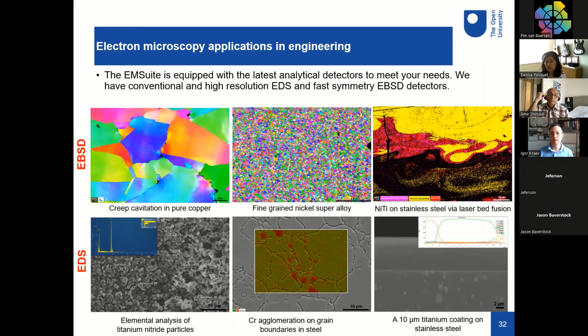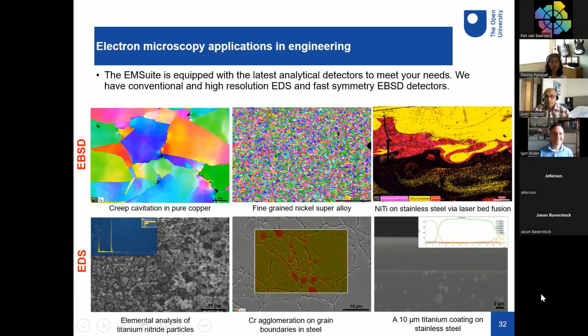Top center image shows fine-grained nickel superalloy, very high resolution EBSD map. Takes about a day or something like that. But we can see very small grains on the material. Top right image shows nitinol, which was bonded to steel using laser bed fusion method. We prepare this sample and analyze with EBSD further.